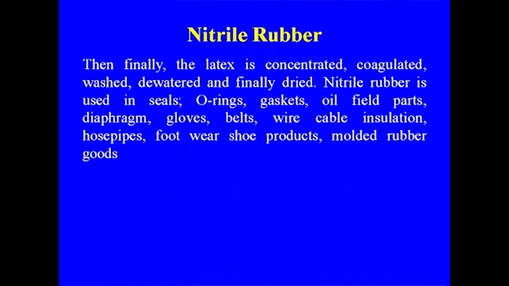Finally, the latex is concentrated. As we discussed, we can have it in the latex form, which can be coagulated, washed, dewatered and finally dried. Nitrile rubber is used in seals, O-rings, gaskets, oil filled parts, diaphragm, gloves, belts, wire cable, insulation, hose pipes, footwear, shoe products, molded rubber goods.